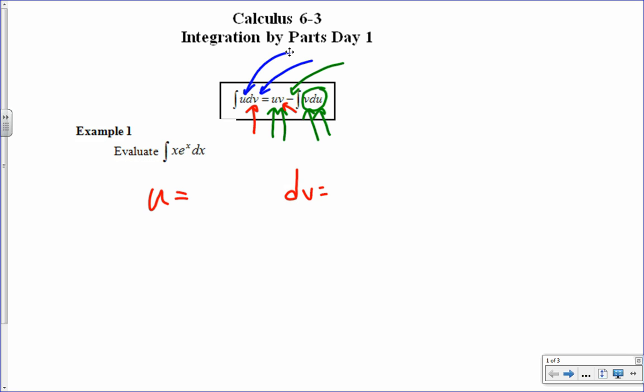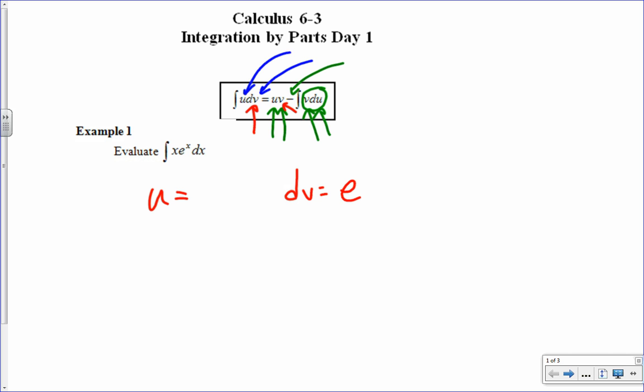Now really this one has an x and an e to the x, right? And really either one of those I could integrate. But I'm going to tell you we probably don't want to make x dv. We're probably going to go with e to the x. Is that pretty easy to take the integral of e to the x? It's just e to the x. Well, that's not so bad. So let's try it that way.